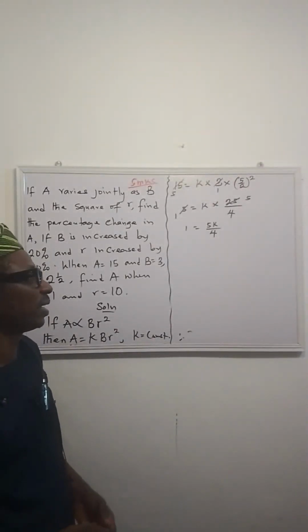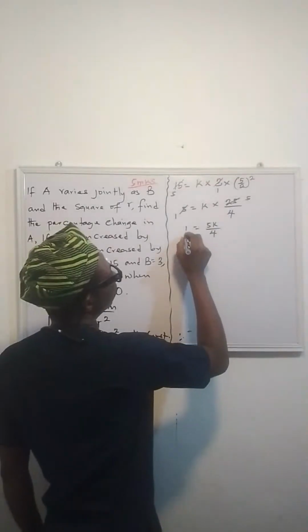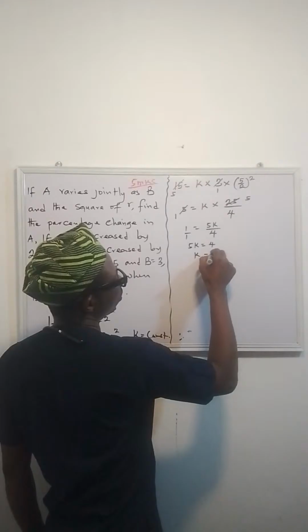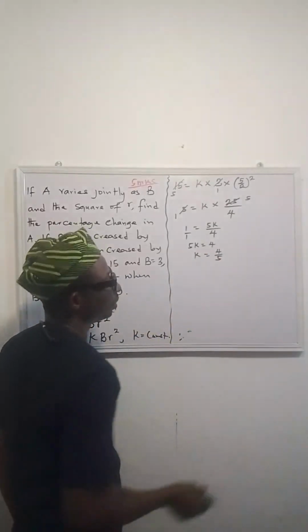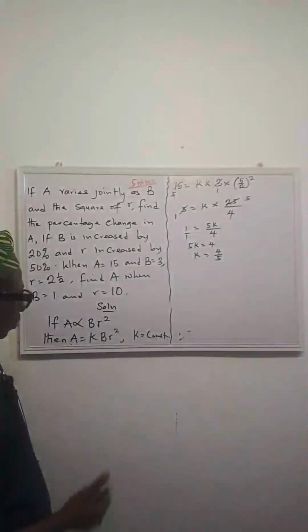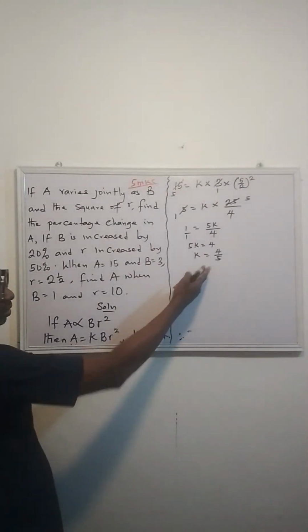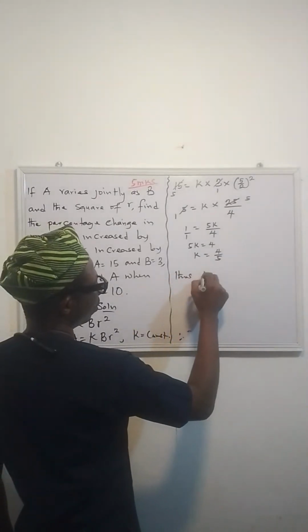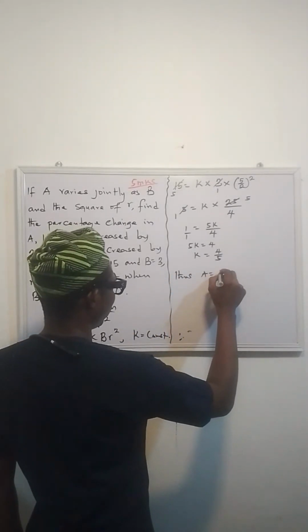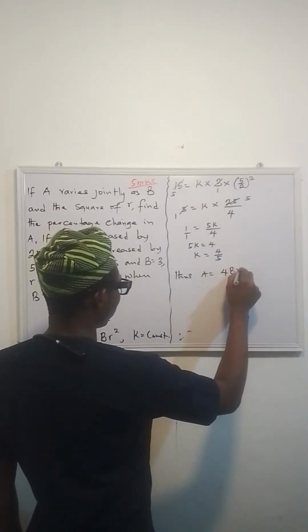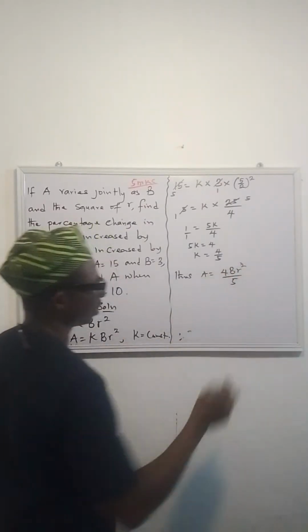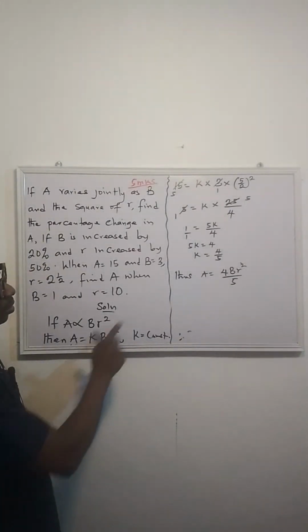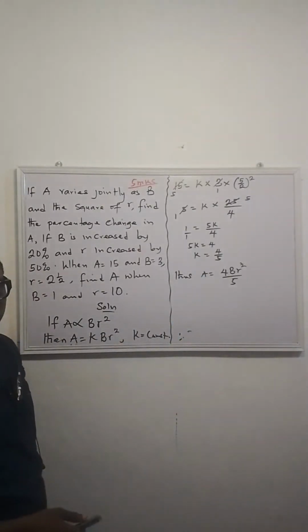All right, so what is the next thing? You can cross multiply. You have 5K equals 4, K equals 4 over 5. So this is the proportionality constant. So you can get the connecting formula. Let's plug in this constant into this. So we have thus A equals 4BR squared over 5. So that is what we have as the connecting formula. So you just replace K with 4 over 5.